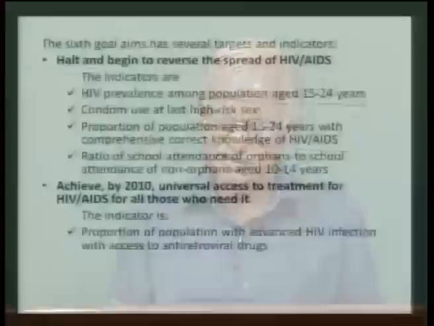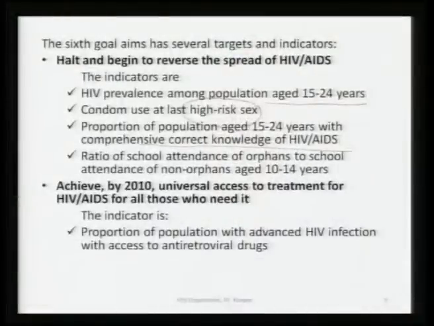Then the ratio of school attendance of orphans to school attendance of non-orphans aged 10 to 14 years. Lack of education, lack of attendance of orphans has been a problem, it is recognized as a problem. So, they want to bring school attendance of orphans at par with the school attendance of non-orphans.